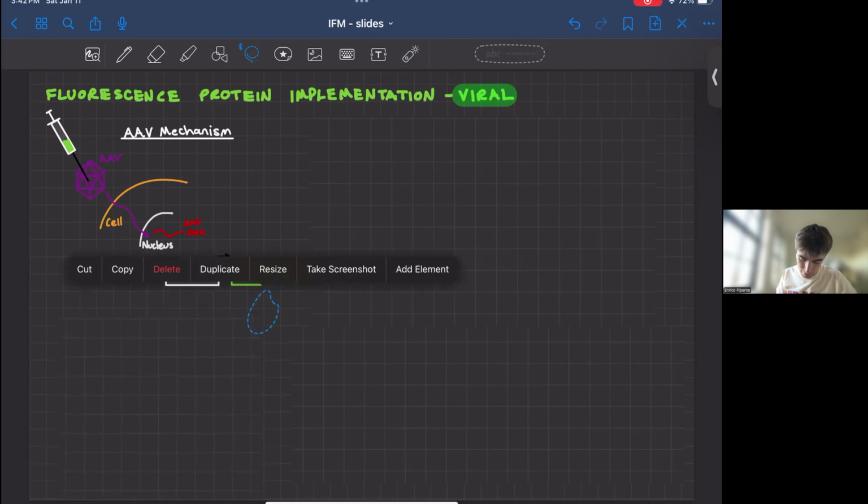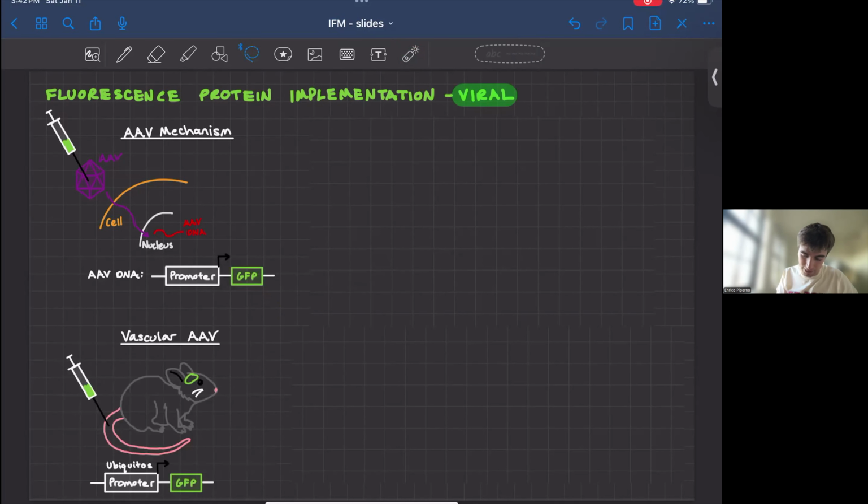A type of AAV commonly used is the vascular AAV, which has been recently developed. This AAV is injected inside the bloodstream of the mouse, travels to the brain, and crosses the blood-brain barrier to then express GFP everywhere inside the brain.